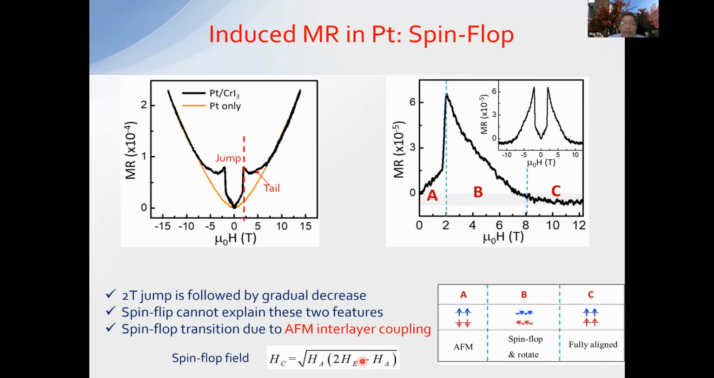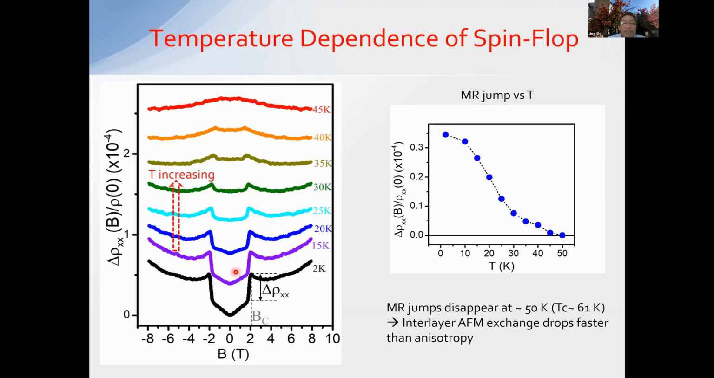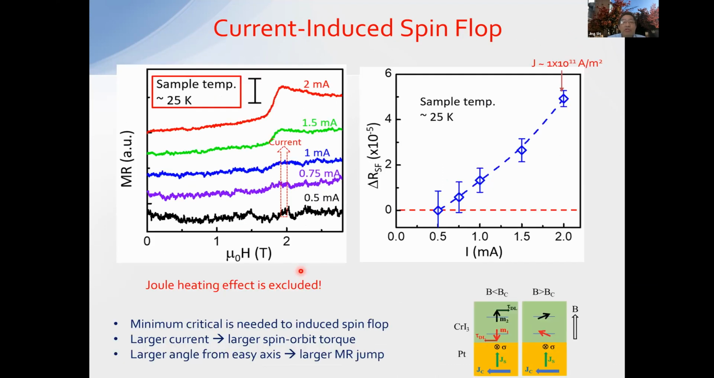If the anisotropy is small compared to exchange, then we have a spin flop. If anisotropy is larger, then the spin flip would be preferred, right? So we can trace out the temperature dependence of the spin flop. It disappeared around 45 K or so. We believe this is the case when the spin flop critical field is 0. That means the exchange coupling is comparable to the anisotropy field.